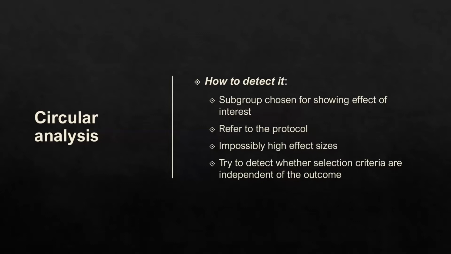To detect unplanned subgroup analyses, you have to refer to the trial protocol, because if there were planned subgroup analyses, that would be in the trial protocol, i.e. specified before the data is seen. And sometimes it's harder to pick up when reviewing a paper, and you need a detailed understanding of the subject matter. Sometimes you'll see impossibly high effect sizes, and that might alert you to this phenomenon. And reviewers should always try to find out whether the selection criteria and the effect of interest are independent.